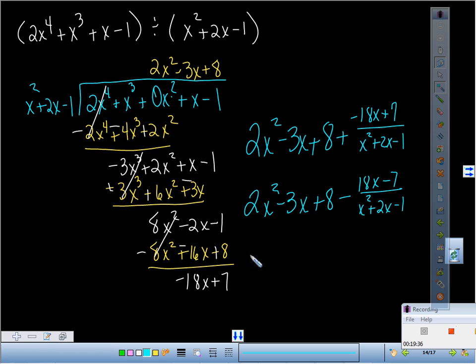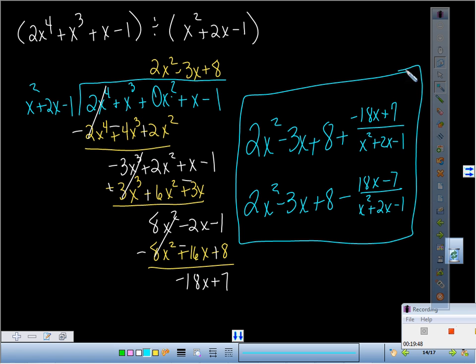Alright, did y'all get it? These are your two answers. Okay, does anybody have a question? Nope, everybody okay? Right here? I said, what do I multiply x squared by to get negative 3x to the third?